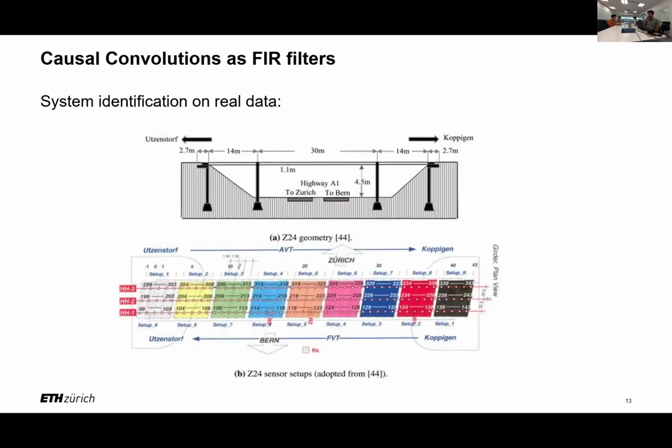Of course, we tried this method on real data. So here, maybe some of you have heard of the Z24 benchmark dataset. This is a bridge that was destroyed in Switzerland in the 1990s. And before destroying it, they performed a whole bunch of ambient and forced excitation experiments and recorded the vibration across the entire bridge. So we just take the data from this bridge and we perform the previous experiment.